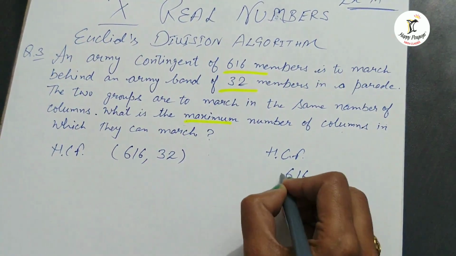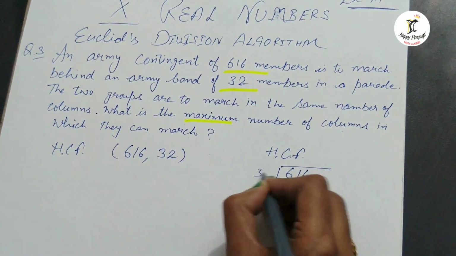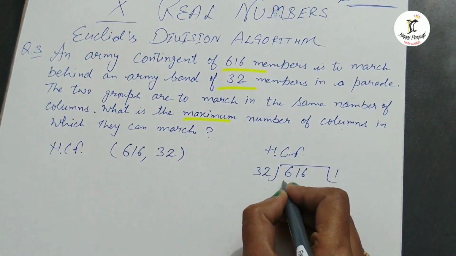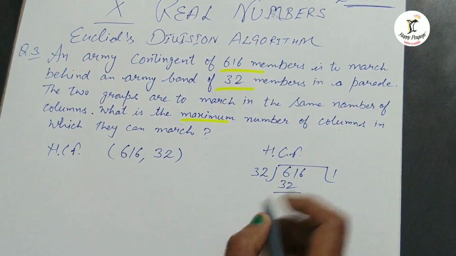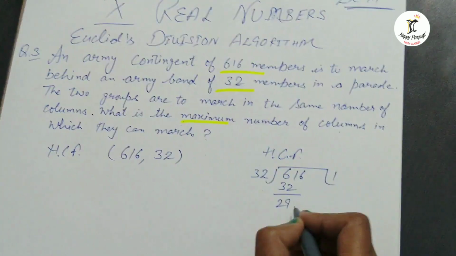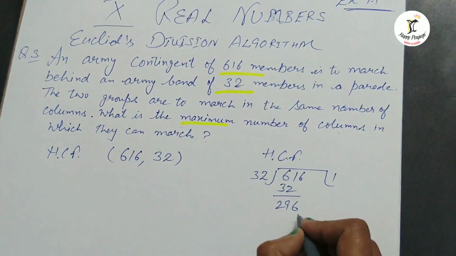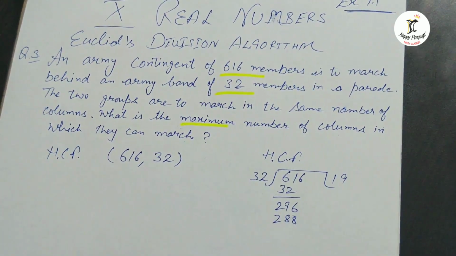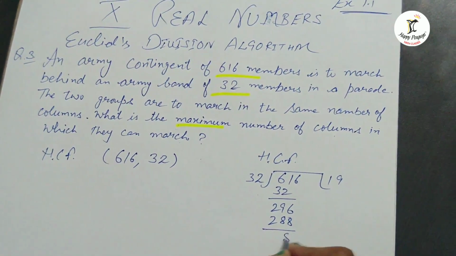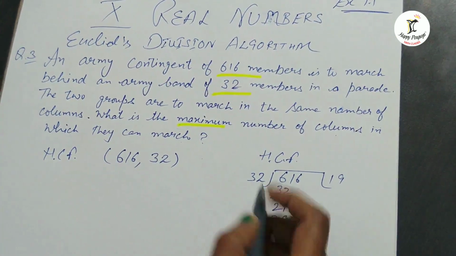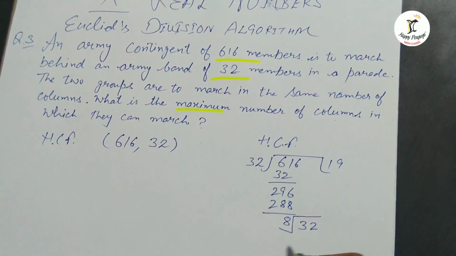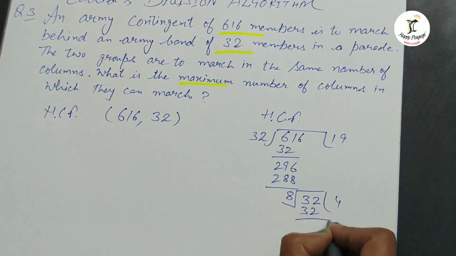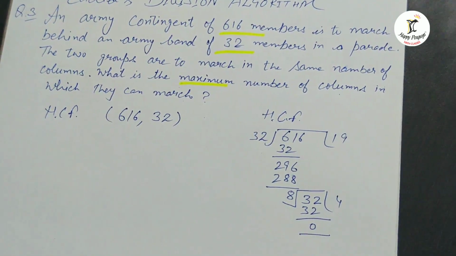616 is the greatest term. It will be divided by 32. Let's divide it. 32 ones are 32, and the remainder is 296, then again 8. Now 32 will be divided by 8. 8 4s are 32 and we got remainder 0.